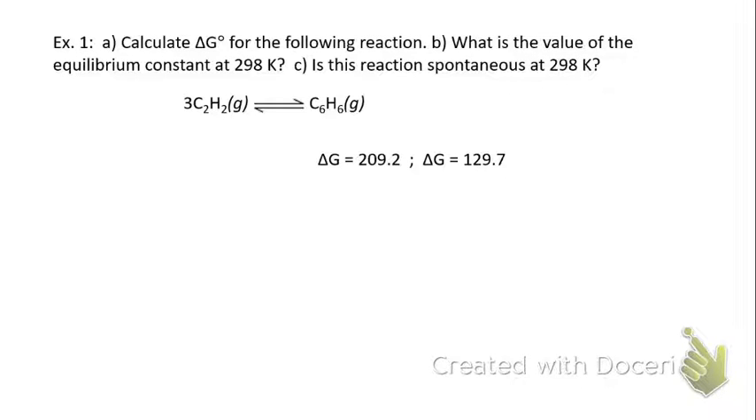So example problem 1: A, calculate the delta G for the following reaction; B, what is the value of the equilibrium constant at 298; and C, is the reaction spontaneous at 298 Kelvin. Okay, so in order to find the value of delta G, we are going to have to use some delta G formation values that are listed here. All right, so for A, we're going to use this equation.